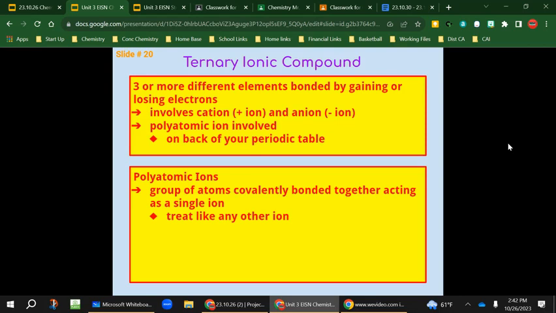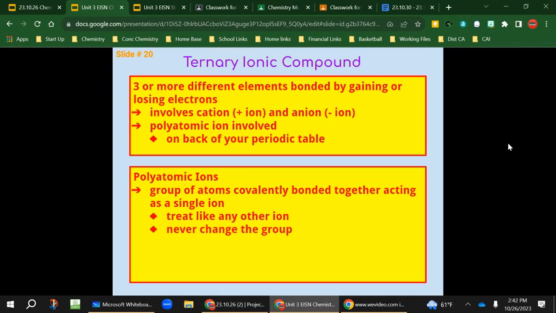So we're going to treat them like any other ion. What I mean by that is if it's an NO3 group that's a -1, we're going to treat it like fluorine, which is also a -1. Chlorine, which is also a -1. Bromine, which is also a -1. The whole group, we're going to treat it like it's a single atom.